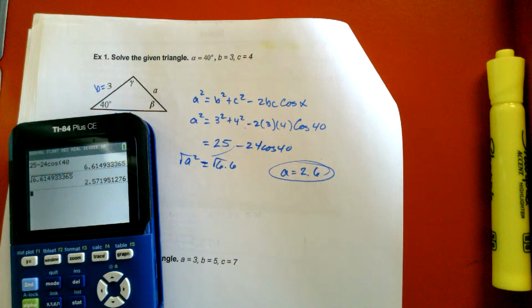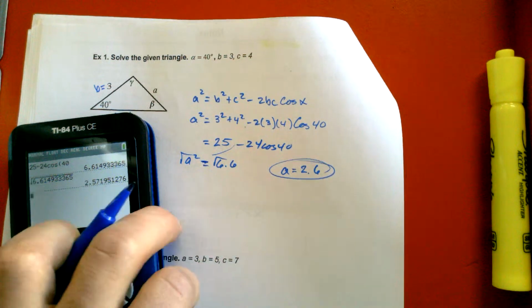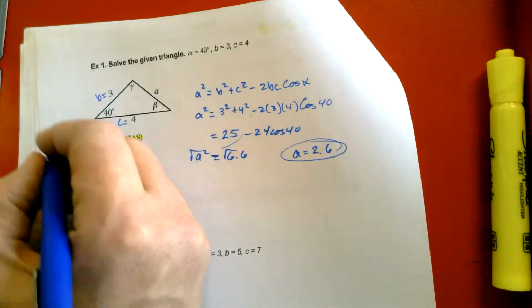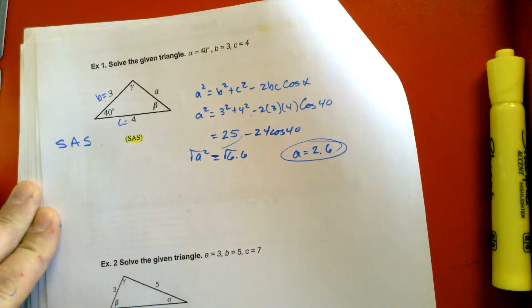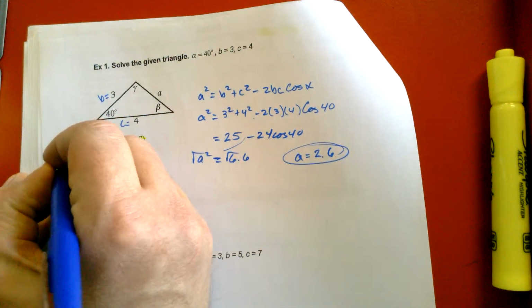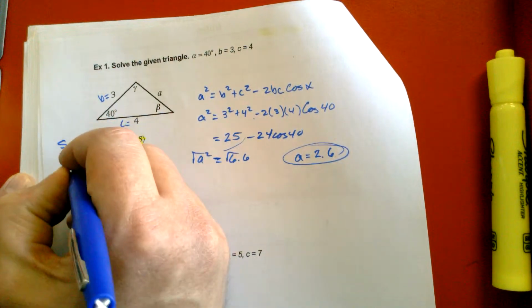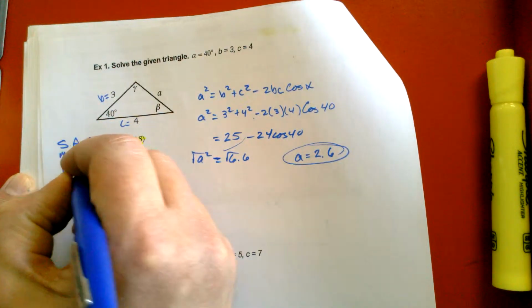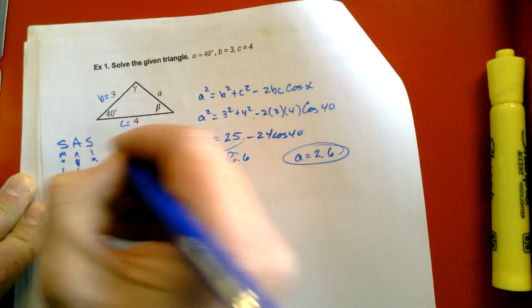Everybody okay with that? Now, this is where you have to decide. Did you like doing law of cosines, or do you want to jump ship and use law of sines? If you're going to do that, then you have to follow this rule. When you have a SAS triangle and you want to switch to law of sines, we have to follow this little rule. You have to find the small angle if you're going to use law of sines.